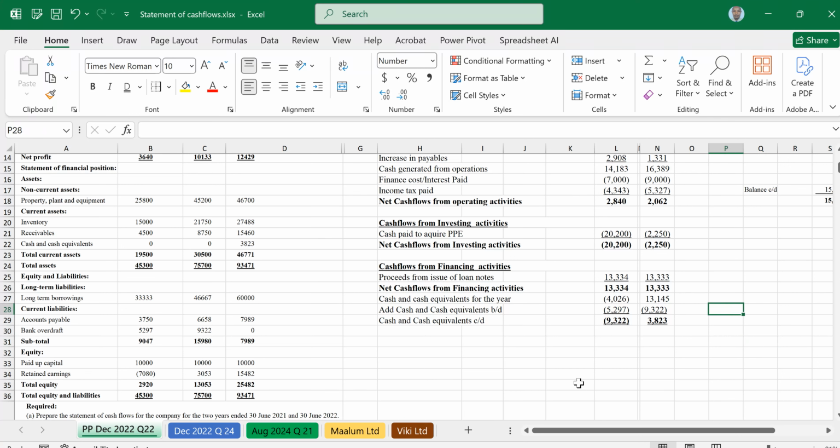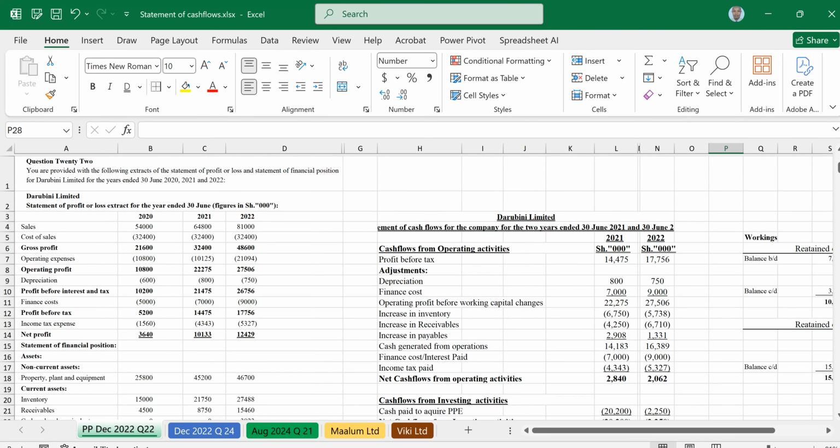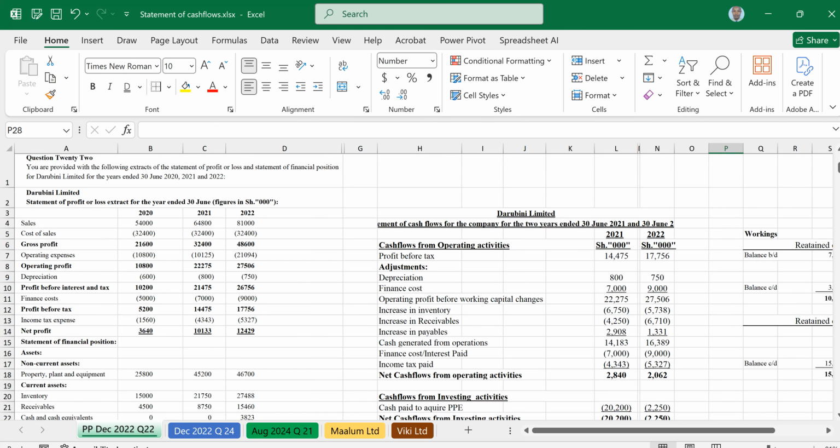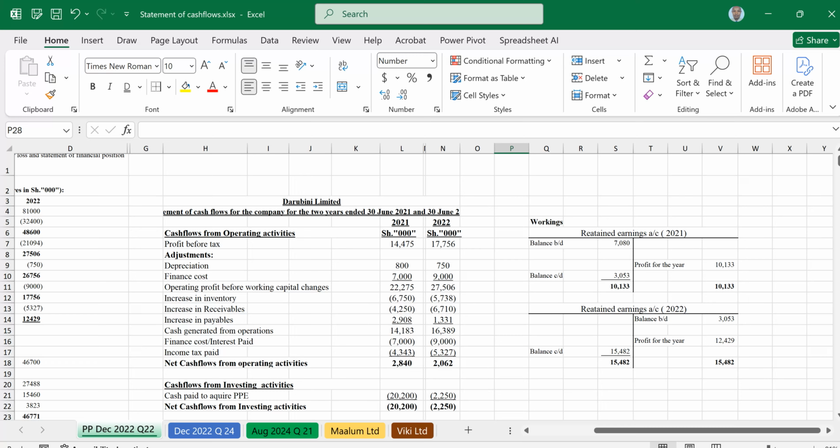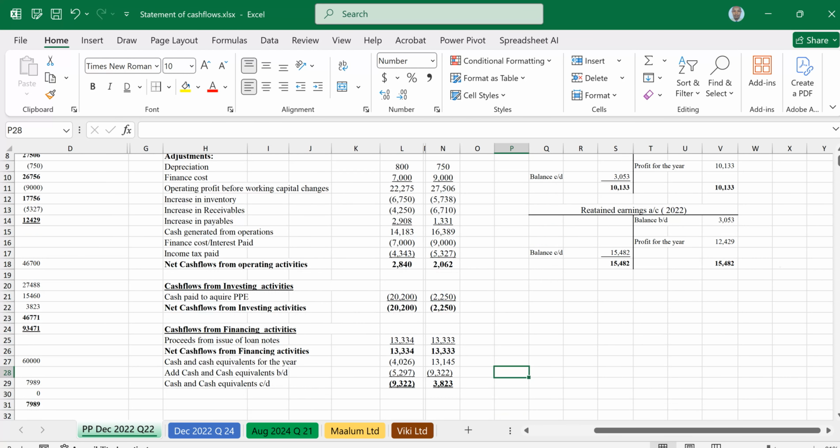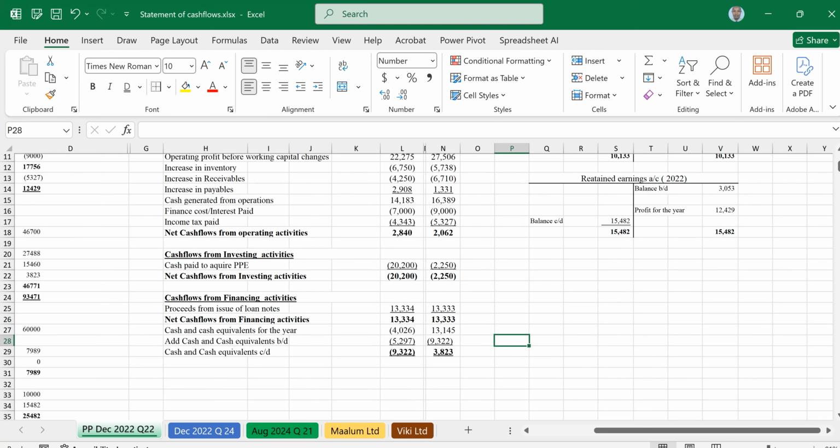That is it for the pilot paper, December 2022. Question 22, we started from this. You can view it with our two workings: cash flows from operating, cash flows from investing, then cash flows from financing.